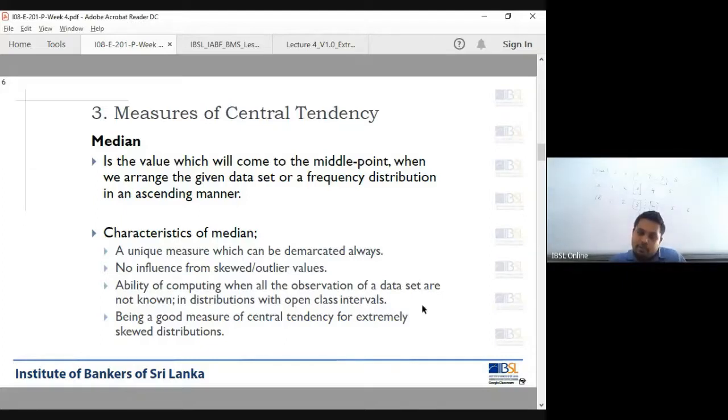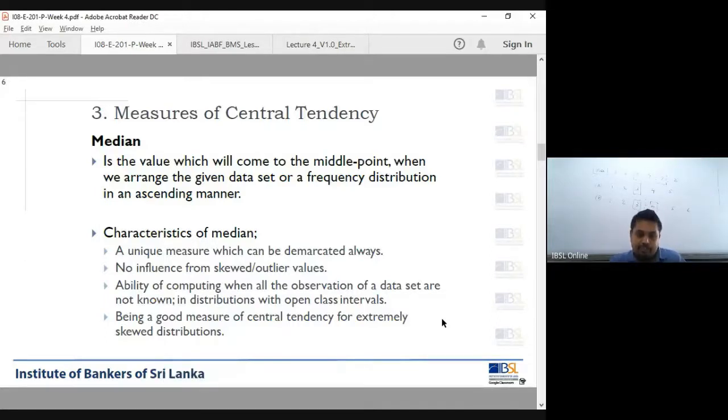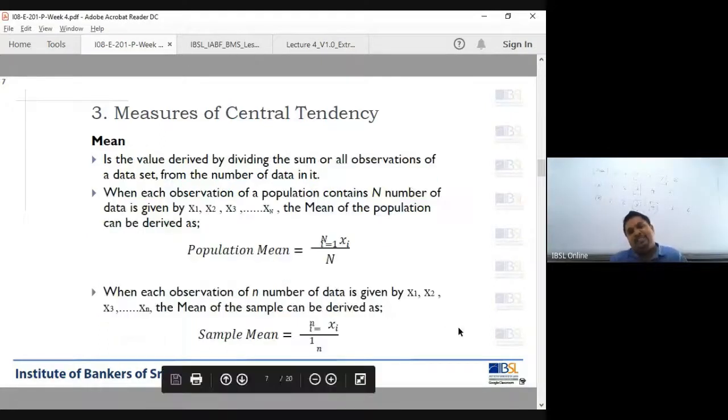So once you look at the characteristics of mean, median, and mode in the next lecture, you will identify that by merely looking at the numerical values of the means, medians, and modes, without looking at a data set, you could recognize whether it's a centrally distributed data set or a positively biased data set or a negatively biased data set. That is what we meant by point number 4 here, being a good measure of central tendency for extremely skewed distribution.